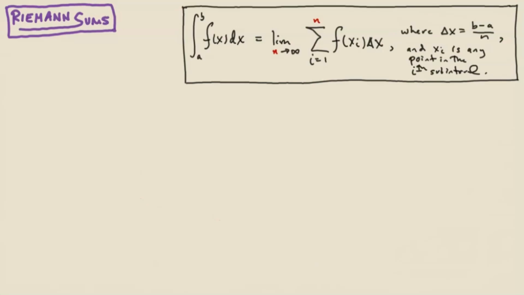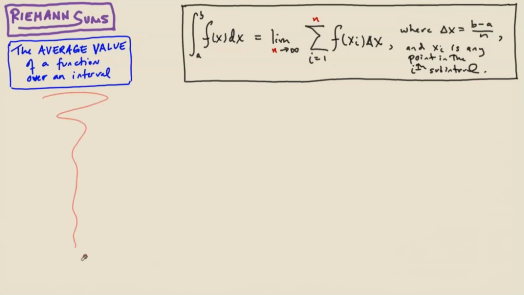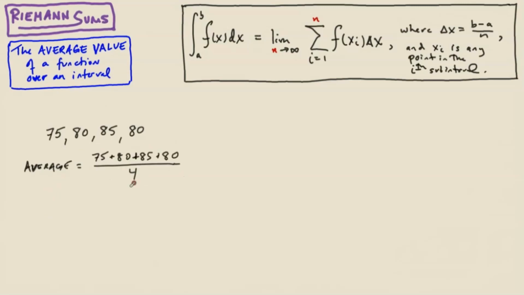So let's discuss the idea of the average value of a function over an interval. Now this is a weird concept, so I need to explain what I mean by it. Everyone knows what is meant by the average, or more precisely the mean, of a set of numbers. For example, if you take 4 tests in a class, and your test scores are 75, 80, 85, and 80, your average test score, of course, is the sum of those 4 scores divided by 4, the number of the scores.